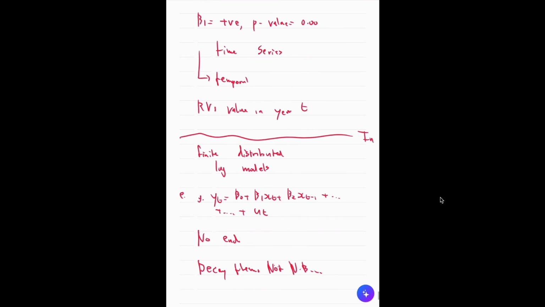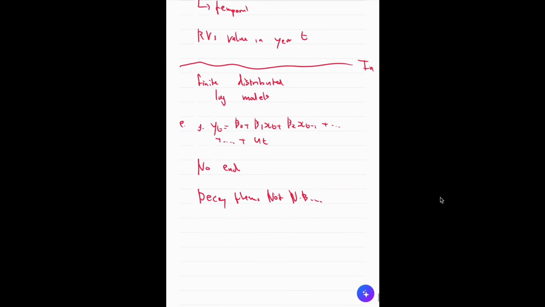And the thing here with a time series is that it's temporal, right? So we have random variables that tell us the value in year t, right?